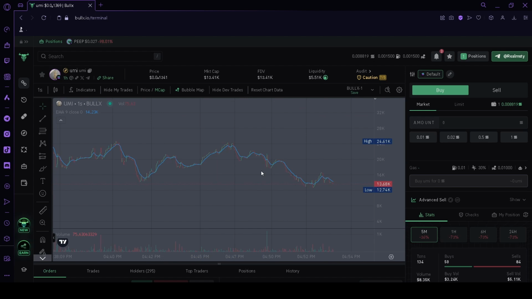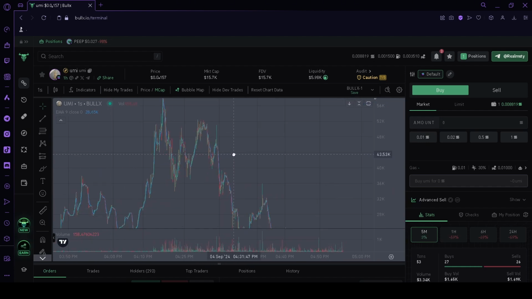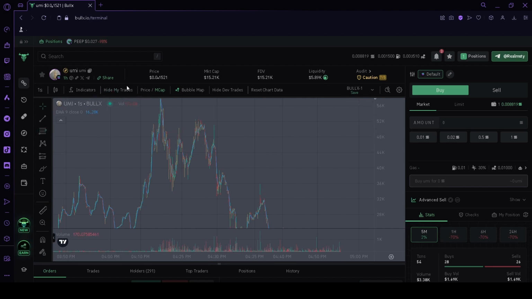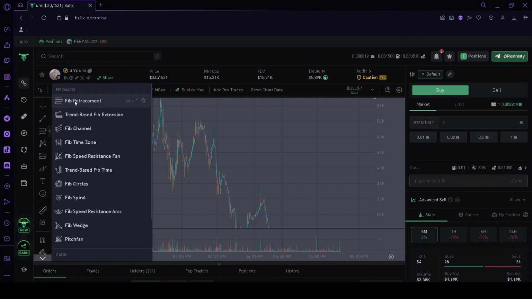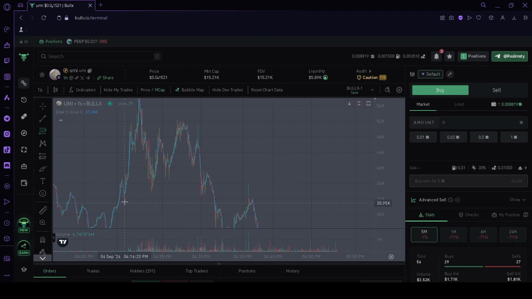Let me explain what Fib retracement is. Fibonacci retracement is a technical tool used to identify potential reversal levels in price movement. It helps meme coin traders determine key levels where the price could reverse or continue within a trend. How do you apply it? So, how do we place a Fibonacci retracement? You would go over to this left tab right here, go to Gann and Fib retracement, and click the Fibonacci retracement tool.